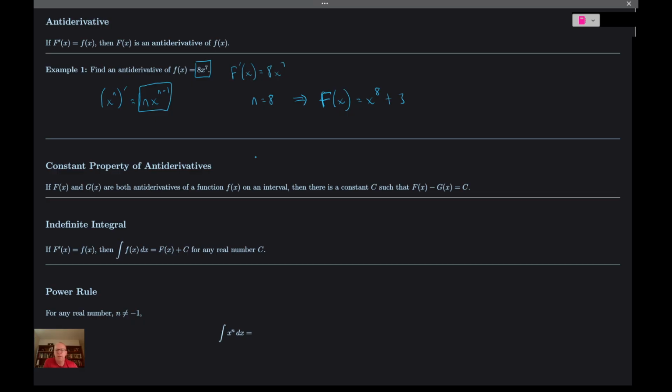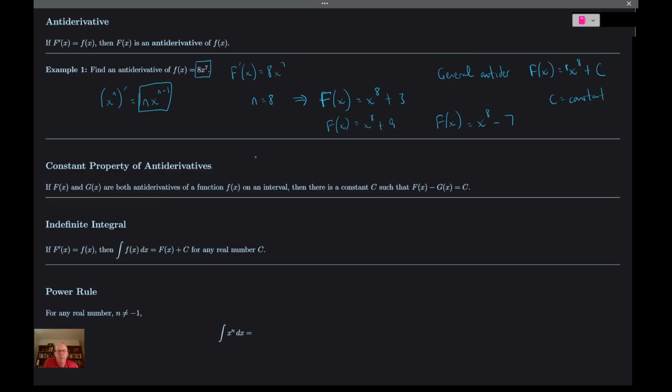You could also say capital F of x is x to the 8th plus 9, or capital F of x is x to the 8th minus 7, or whatever number you want, because the derivative of the constant is just going to be 0. The derivative of x to the 8th is 8x to the 7th. So generally speaking, a general antiderivative would be capital F of x equals x to the 8th plus c, where c is any real number, because the derivative of a constant, of course, is 0.